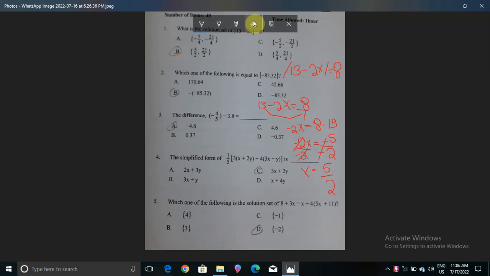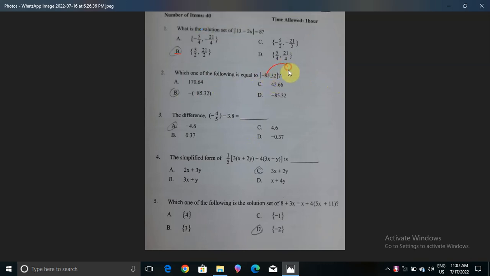Okay, now question number 2 is asking: which one of the following is equal to the absolute value of negative 85.32? Here, inside the absolute value, when it goes outside the bracket, it will be positive, right? So negative times negative will be positive. So positive 85.32 is the correct answer for question number 2. So choice B is the correct answer.